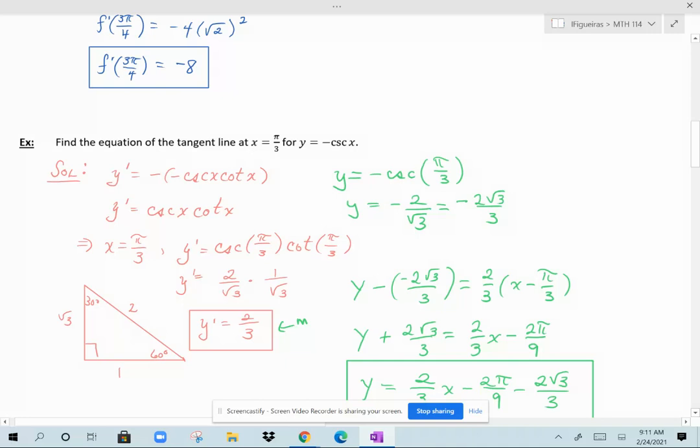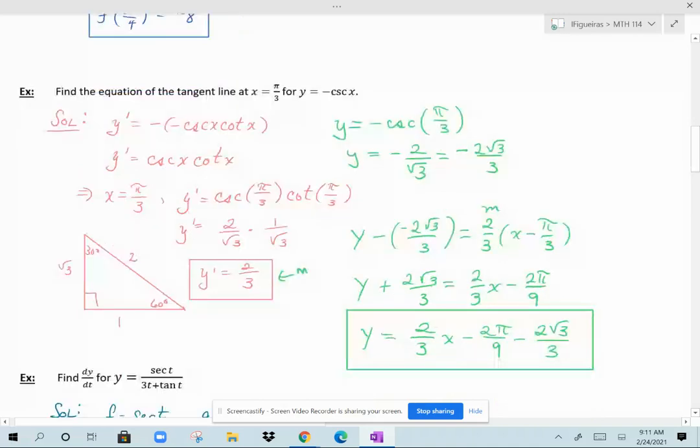So now we apply that slope and the point to our point slope formula, which is right here. It's y minus my y coordinate is equal to my slope, m, times x minus my x coordinate, which came from the original problem. And then the rest of it is just isolating y on the left side.